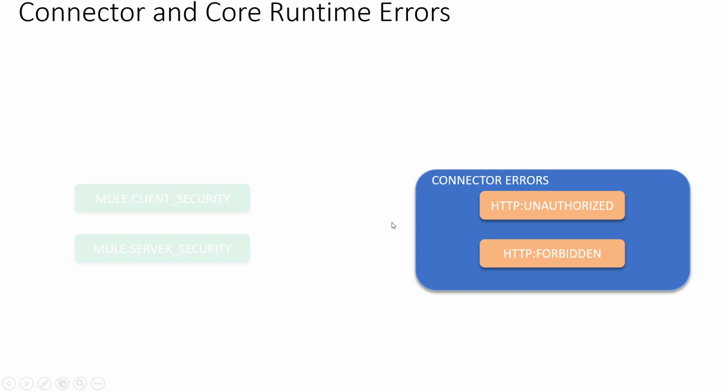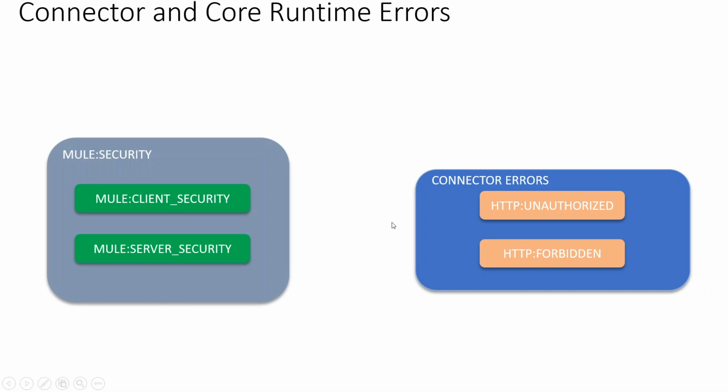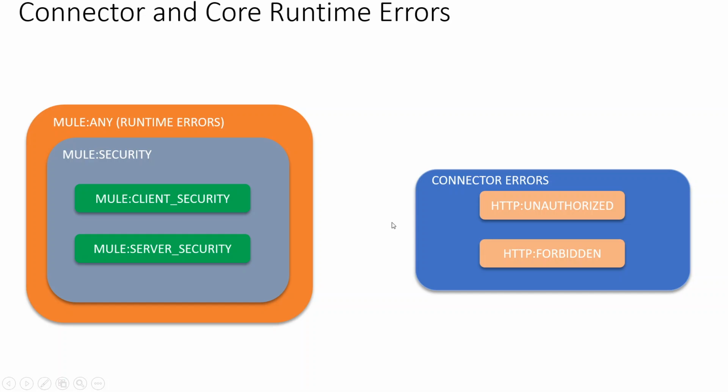All right. Next we have Mule client security and Mule server security. Client security and server security are part of the core runtime errors, and they have an implicit namespace called Mule. These in turn are wrapped under the Mule security error, and that again is wrapped under the Mule any error. The one at the left is the core runtime errors and the one at the right is the connector errors. But the connector errors are part of the runtime errors, where this HTTP unauthorized will come under the Mule client security error.